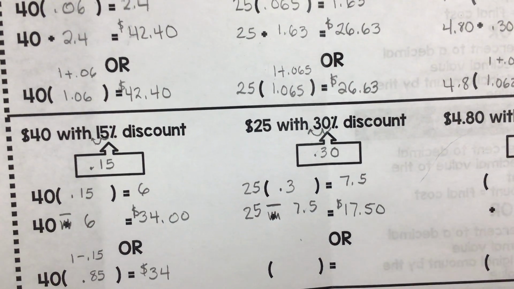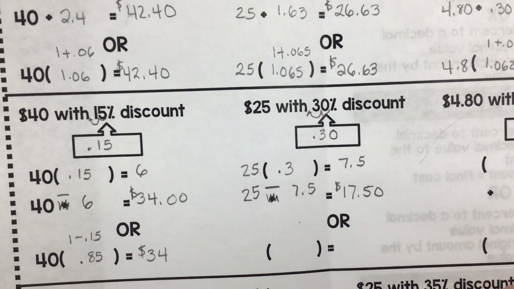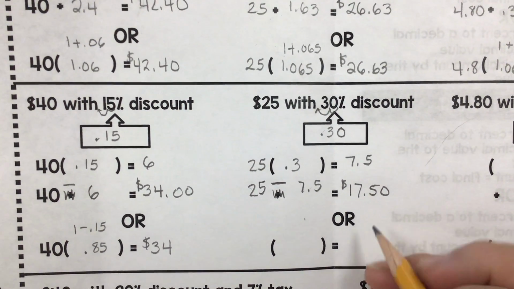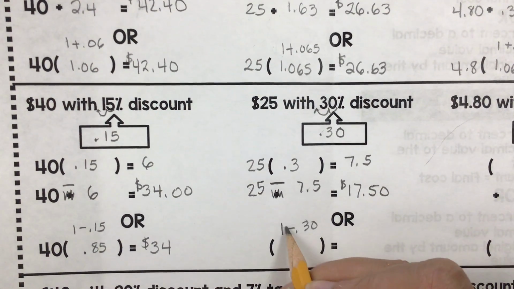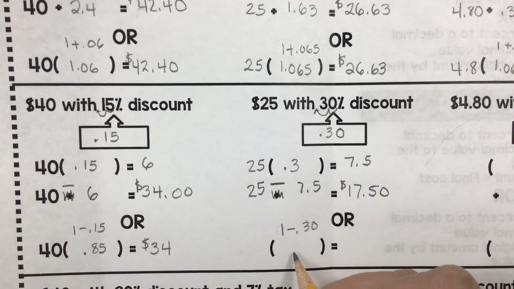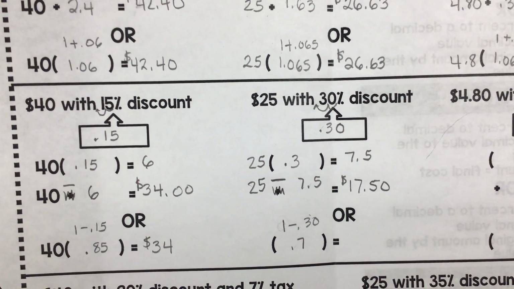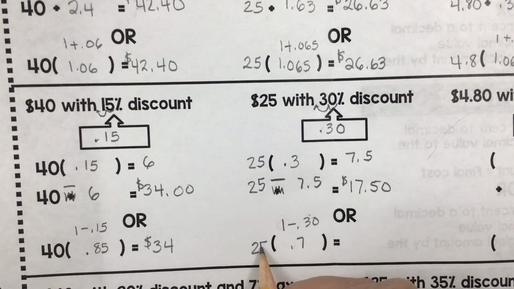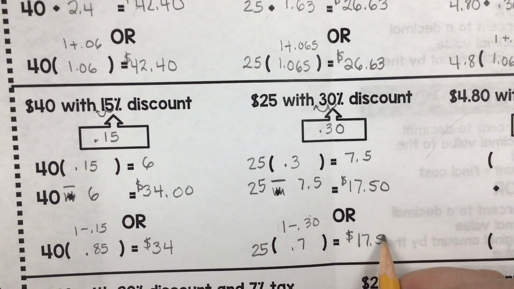So don't forget, even if you don't see a 0 on there, you should put it on because we're talking about money. On the second method, we have to subtract from 1 because what that says is that full amount minus that 30% is what you're going to pay for, which is 70%, or 0.7 once you move the decimal. You're going to multiply that by the original amount, and you still get that $17.50.